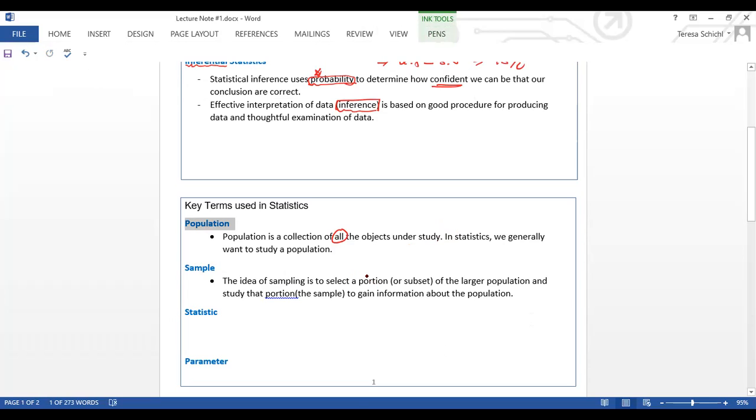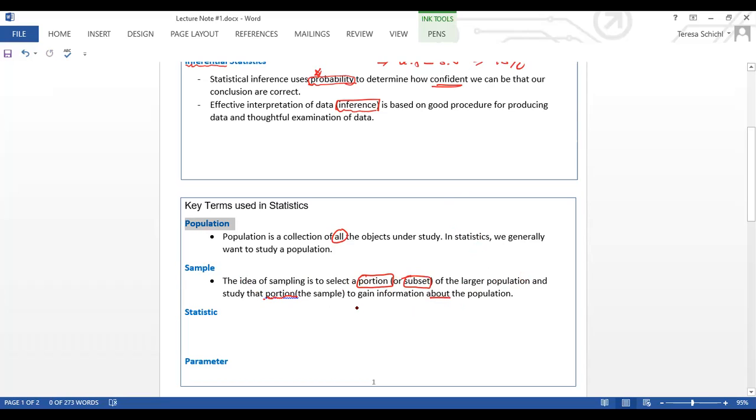So the sample is what? It's a proportion, right? Here's the keyword. A sample is a proportion, or we say a subset, of this large population. And hopefully, when I take the sample, I know how to do it correctly. Then we will study this proportion, and from it we will gain information about the population.